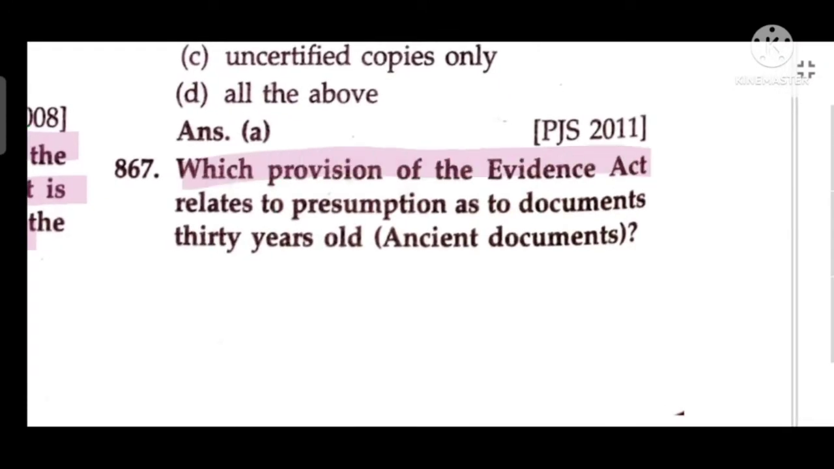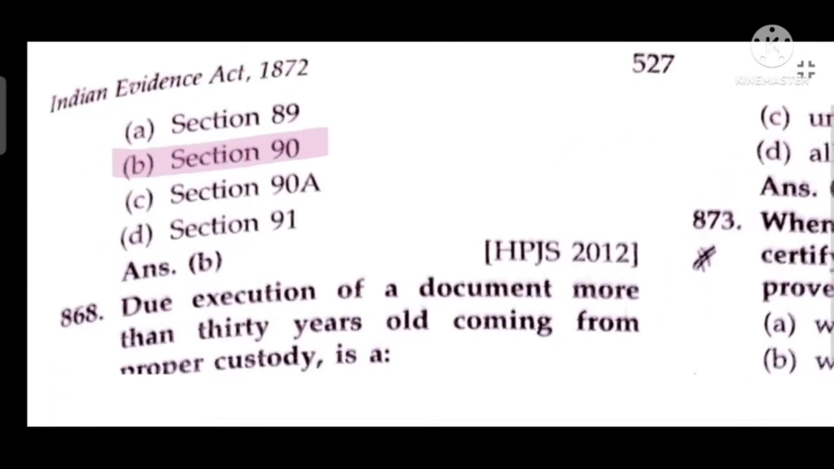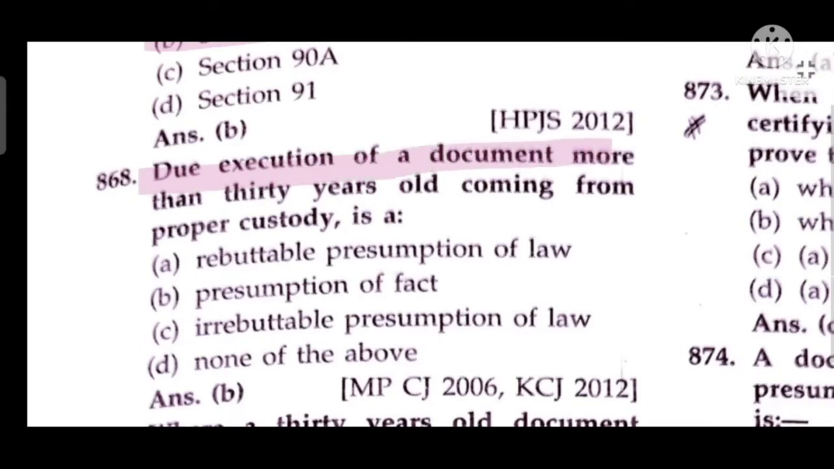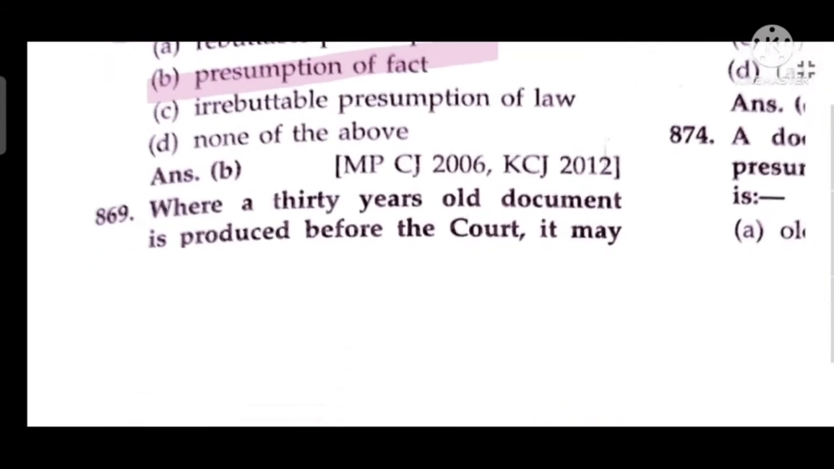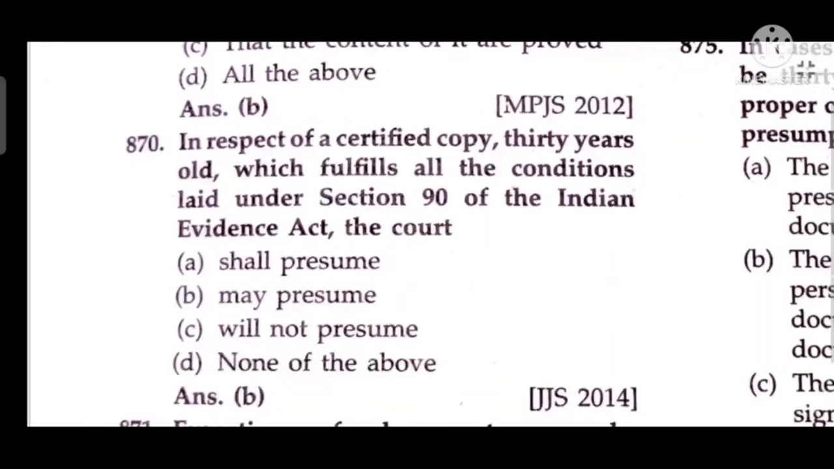Which provision of the Evidence Act relates to the presumption as to documents 30 years old, the ancient document? Section 90. Due execution of a document more than 30 years old, coming from proper custody, is a presumption of fact. Where a 30-year-old document is produced before the court, it may presume that the document is duly executed. In respect of a certified copy that fulfills all the conditions laid down in Section 90 of the Indian Evidence Act, the court may presume.